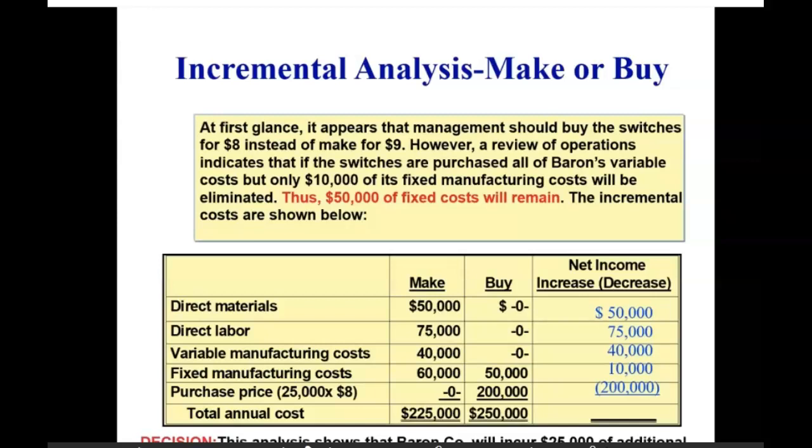So if I buy, I will save $50,000 in direct materials. I'll save $75,000 in direct labor. I'll save variable overhead of $40,000. I'll save here not $60,000, but $10,000. Notice the fixed cost, $60,000 if I make, but only $50,000 if I buy. So I only save $10,000 there. And if I buy, I have to pay out $200,000. So the cash outflow is going to be $200,000. So the net cash flow here is a negative $25,000 if I buy. Okay. So I will not buy.